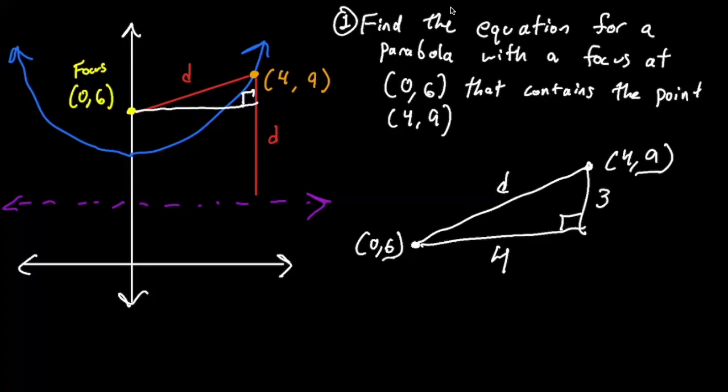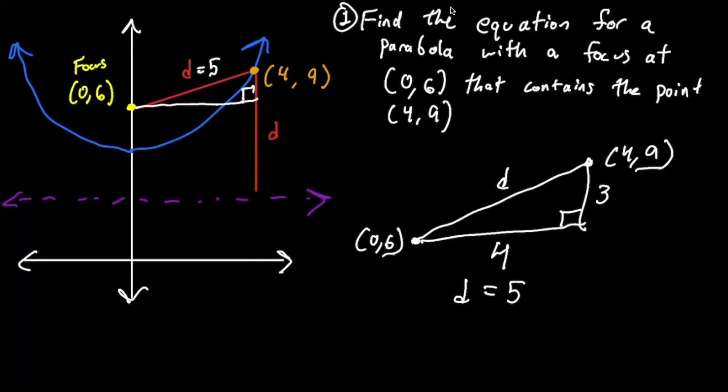So we have a vertical distance of 3. And then we can use the Pythagorean theorem to help us out. At this point, we have a 3, 4, 5 triangle. So we would end up with a distance of 5. So we know that D is equal to 5 here. So this point is 5 units away from that focus at (0, 6). This tells us that the directrix is going to be 5 units below our point, which, if we have a point of (4, 9), 5 units below gives us an equation of y equals 4. Take 9 and subtract 5. So this is our directrix.